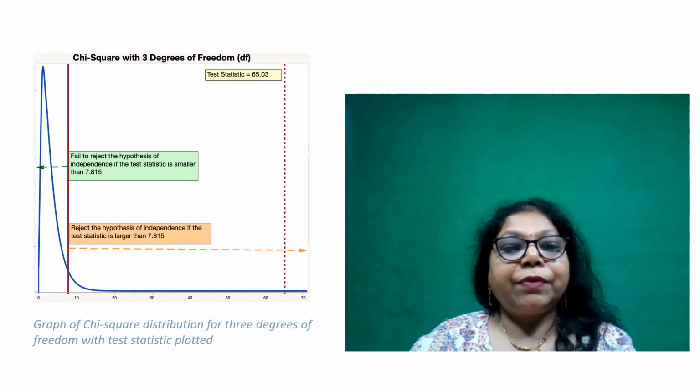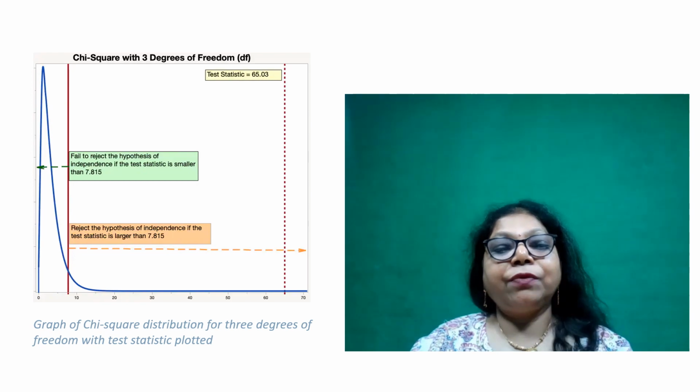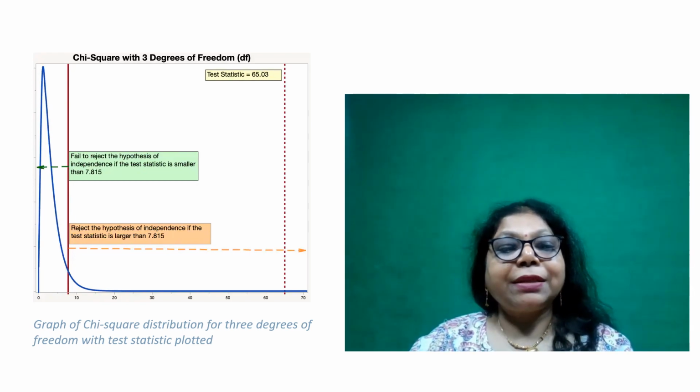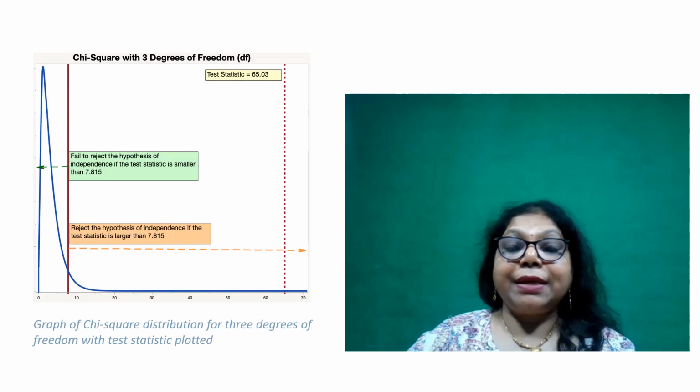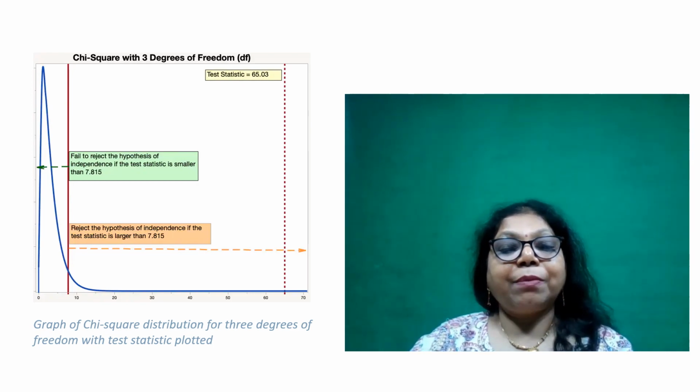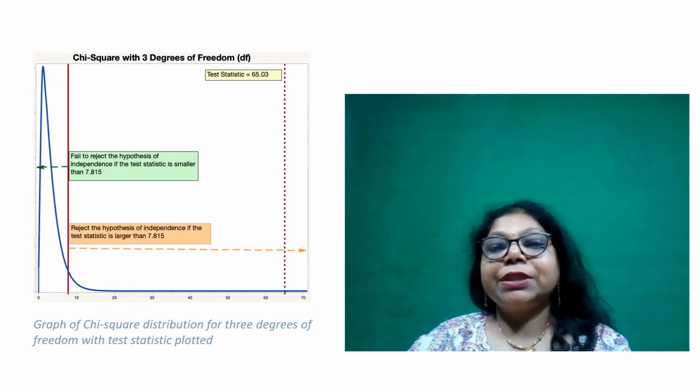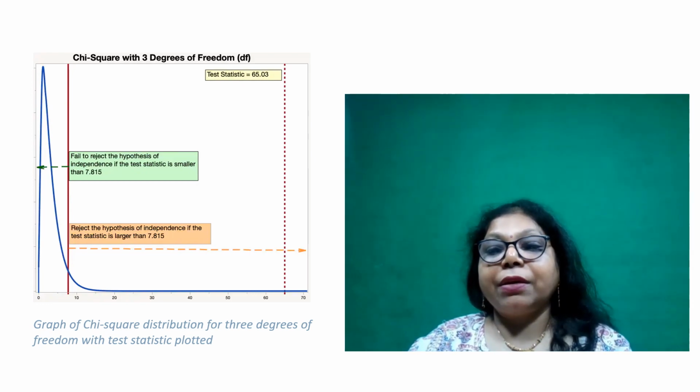For the distribution, if the test statistic is exactly 7.815, the p-value will be 0.05. With the test statistic of 65.03, the p-value is very, very small. In this example, most statistical software will report the p-value as p less than 0.0001. This means that the likelihood of finding a more extreme value for the test statistic using another random sample, assuming that the null hypothesis is correct, is less than one chance in 10,000. We can see this from the graph also.